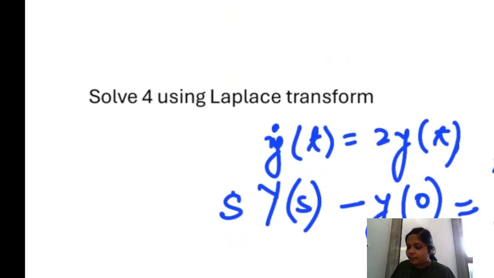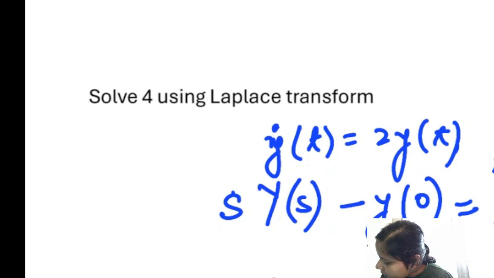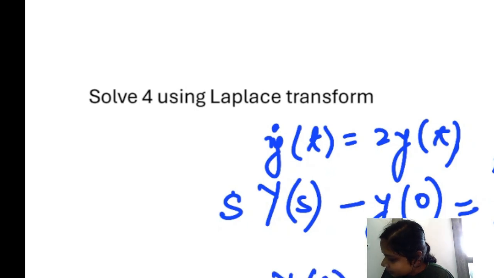Now it becomes a simple algebraic equation. There is no integration, there is no differentiation. Everything is super simple. Now bring Y(s) to one side. So you will get Y(s) into s minus 2 is equal to y0.